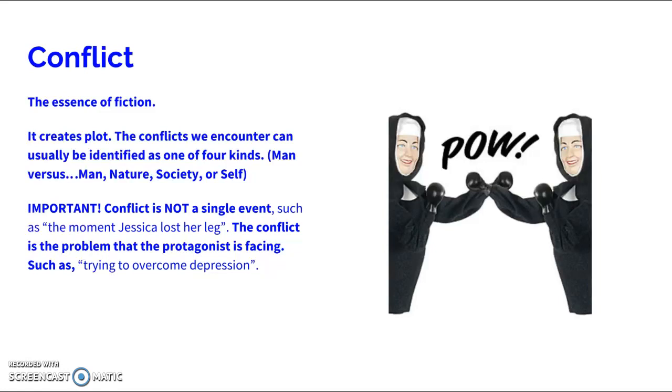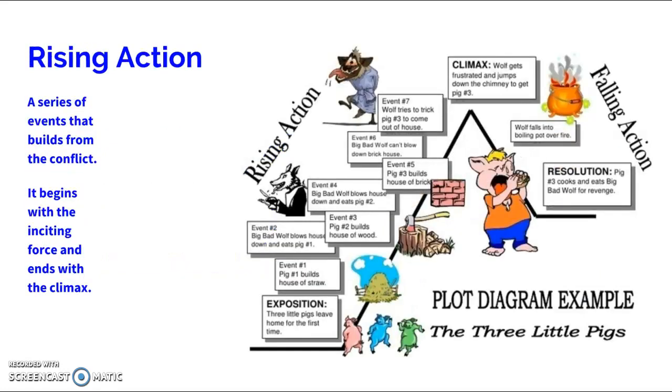It is important. A mistake I see students make all the time is thinking that conflict is a single event. So for instance, The Running Dream, I would say, what's the conflict? And people would say the conflict is that Jessica lost her leg. So no, that's just an event. The conflict has to be the problem that the protagonist is facing. So losing the leg was tricky. So what was the problem then? It was overcoming the depression and the challenges that came with the leg. So notice those are slightly different, and they take some work to figure out.